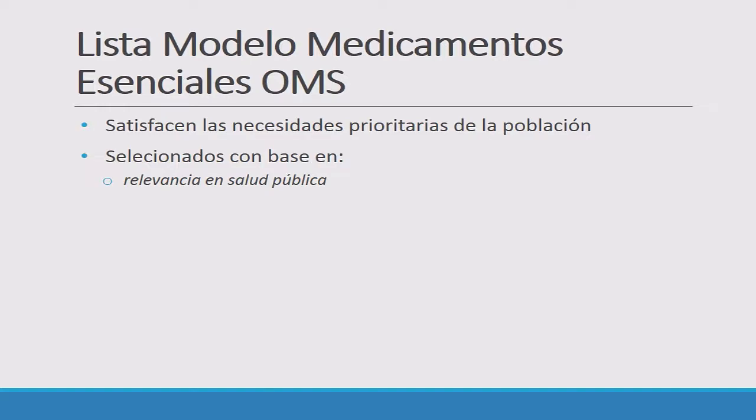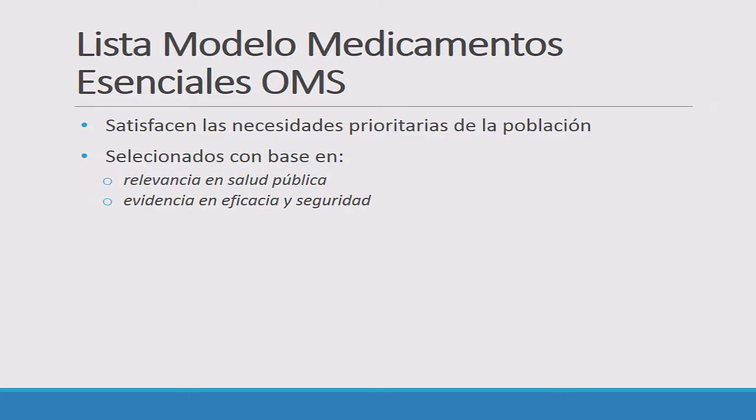As I mentioned, essential medications are those basic medications that should be applied at all levels and instances of healthcare. The list of medications satisfies the priority needs of the population and are selected, as I mentioned, based on their relevance in public health. The model list serves as a model for countries, but if there are things inside the list that don't apply for the country, the country doesn't have to adopt them.